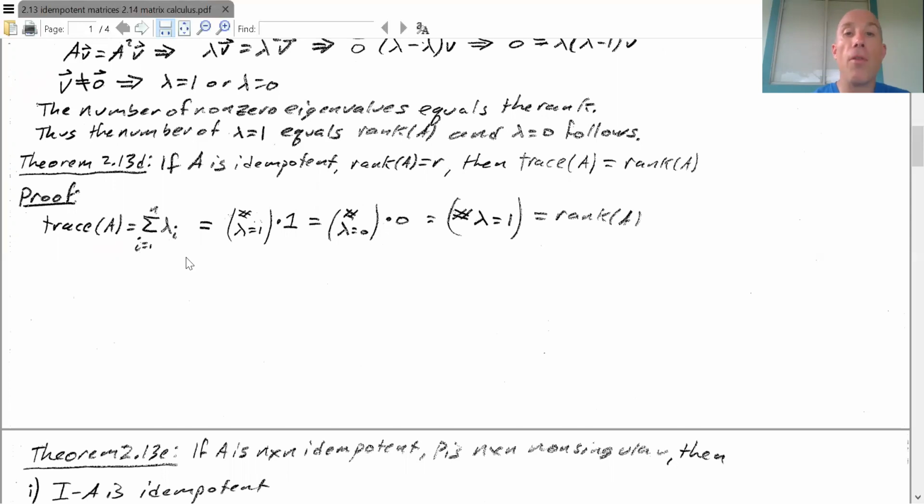How many ones do I have? The number of 1 eigenvalues. Here I'm multiplying by 0, so that doesn't do anything for me. Adding up 0 doesn't do much. The number of times I add 1 to itself is just going to be an integer. And how many eigenvalues equal to 1 do I have? The rank of A. Easy peasy, lemon squeezy.